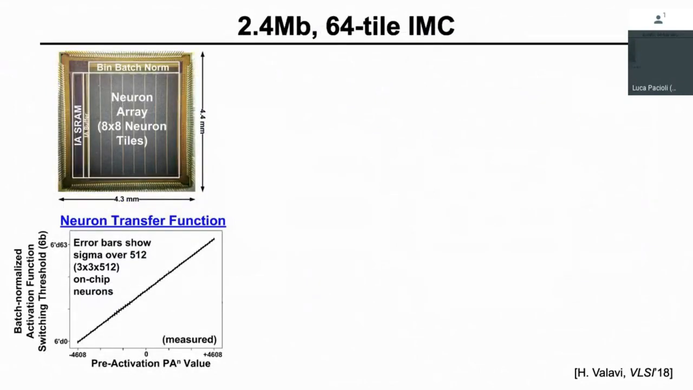This is where I think we've been able to achieve sort of the state-of-the-art scale in-memory computing. So this is a 2.4 megabit, 64-tile in-memory computing array. Here it is over here. What I'm showing here is the transfer function for the 512 neurons that I have. So I have 512 columns in this memory array. I'm showing the transfer function. The error bars there, that's the standard deviation across those columns. And so you can see that they're very tight.